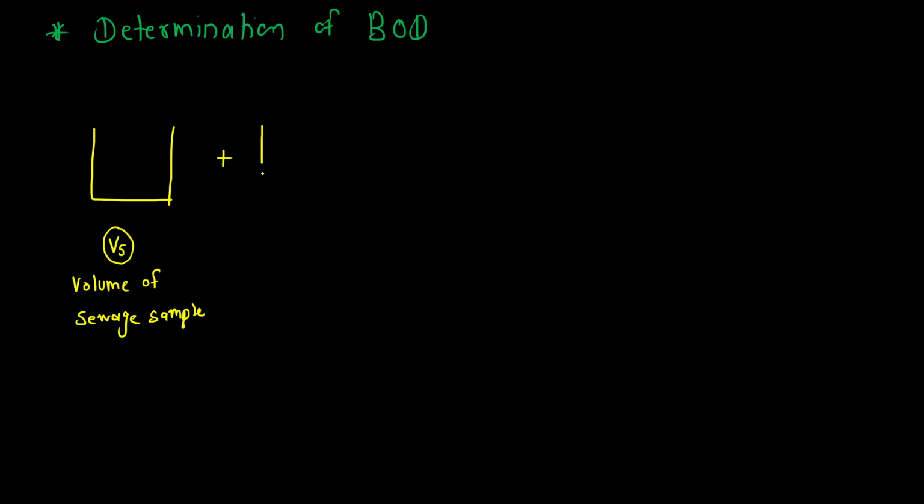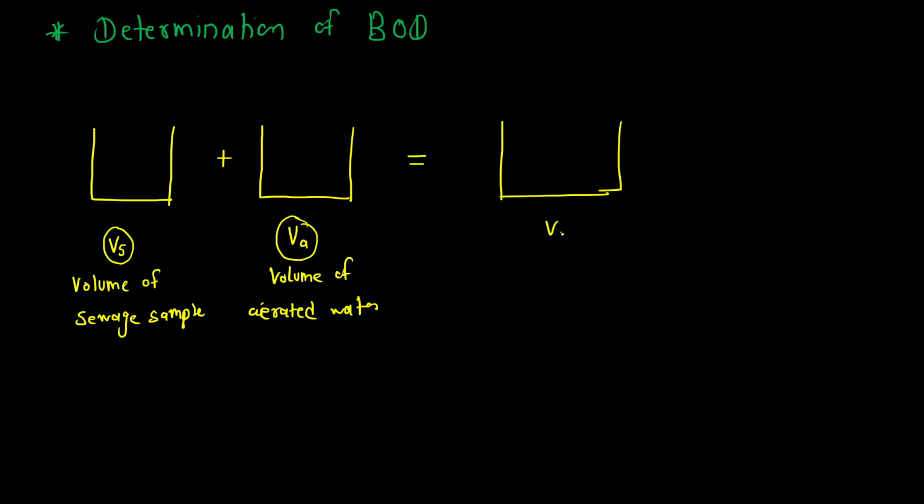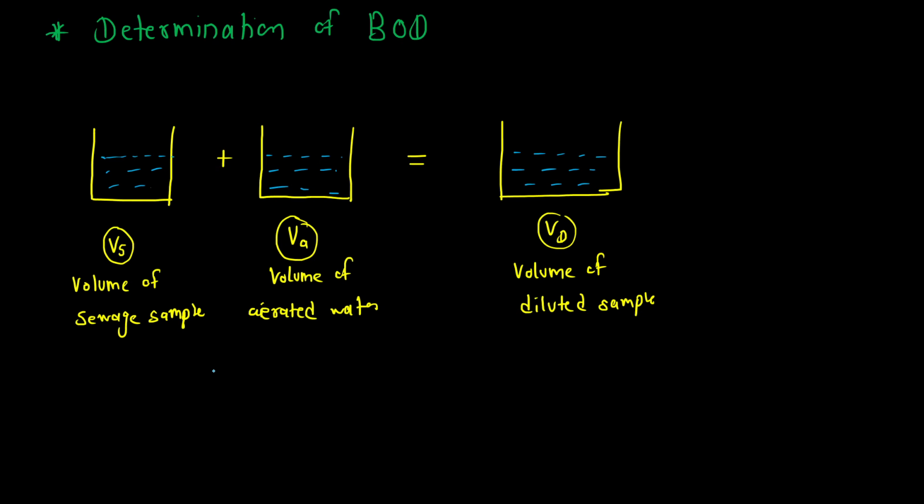So with this we will add, so we will write here VA, that is volume of aerated water. Volume of aerated water. So we are adding this concentrated sewage sample with certain amount of water. By addition of these two, we will get VD, that is volume of diluted sample. As we are adding water to it, the concentration of this sewage decreases and we are getting a diluted sample. So this is sewage, this is aerated water, and here we are getting the combined mix, that is volume of diluted sample.